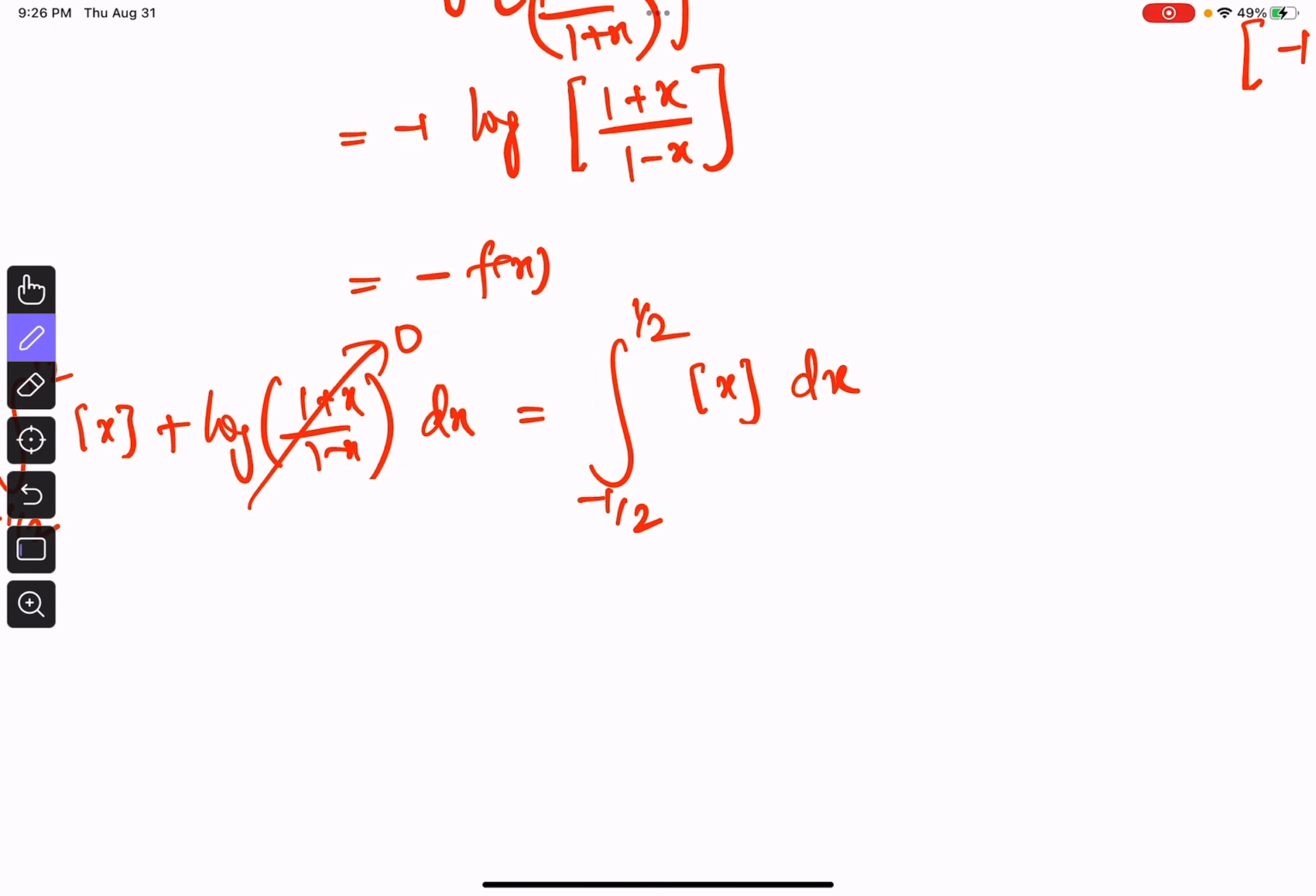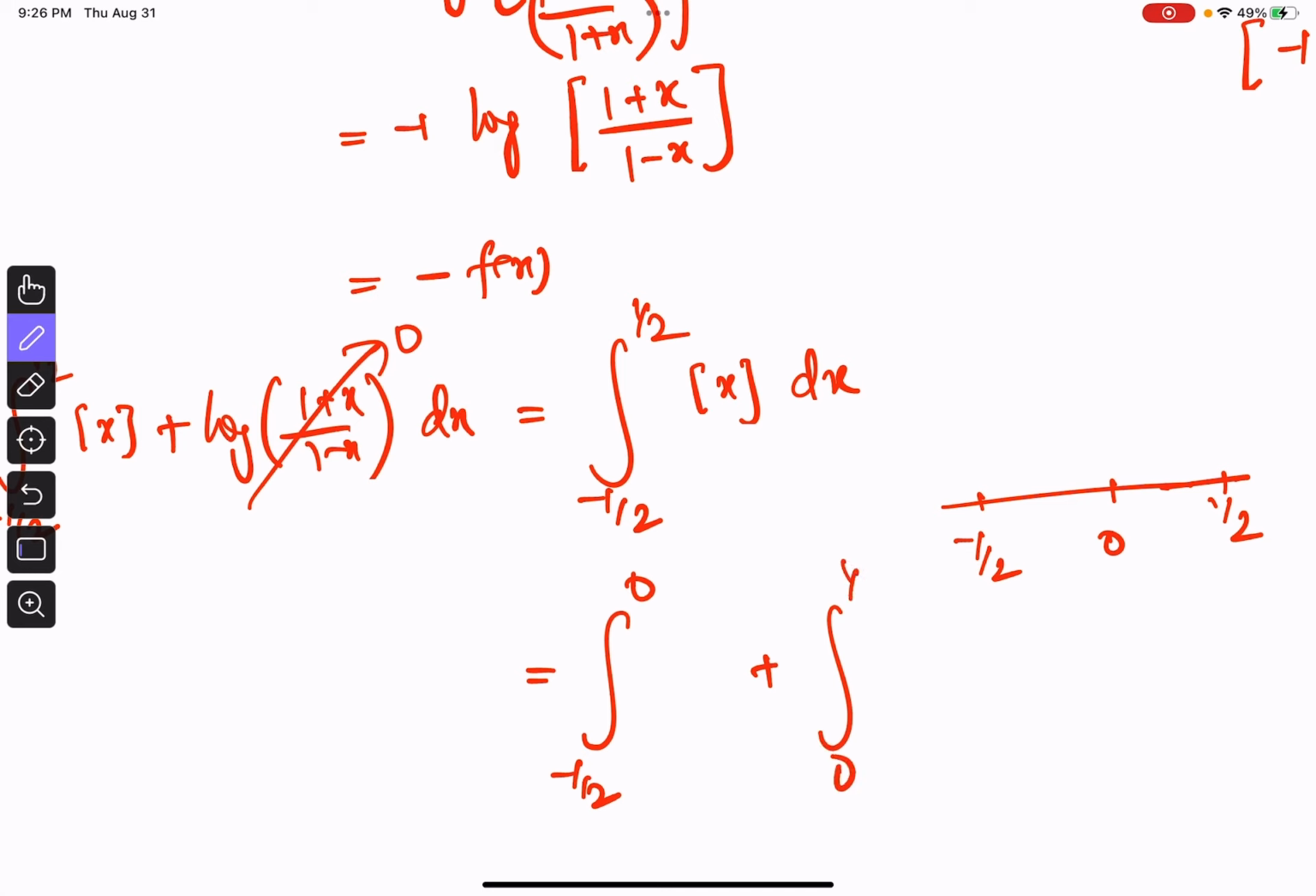Now here we have the integer part of x, with limits minus 1 by 2 to plus 1 by 2. Note that I can bring one integer in between. Now I can write the integral into two portions, that is, the integral from minus 1 by 2 to 0 plus the integral from 0 to 1 by 2. Correct? Fine. Now what value will this integer part of x take in this integral, and also what will happen to the integration between 0 and 1 by 2 as well?